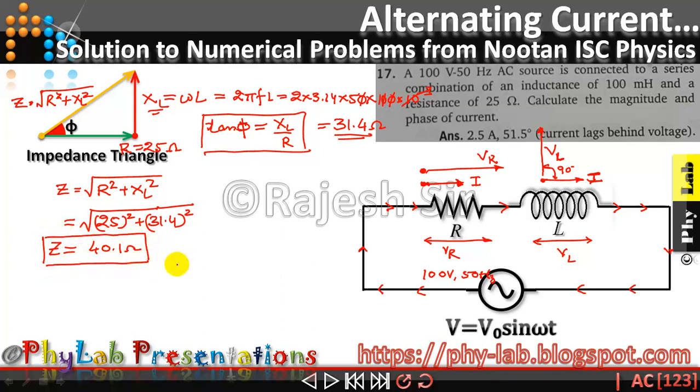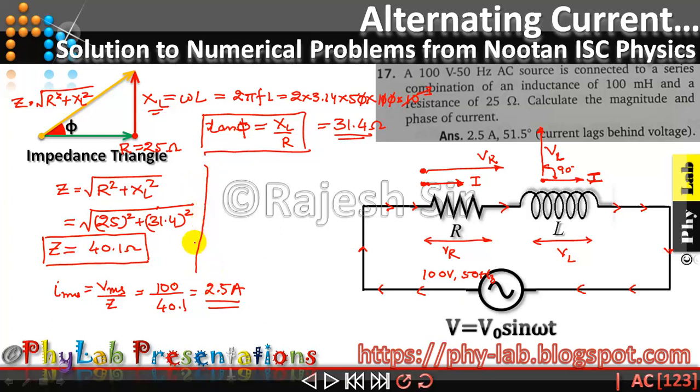Now once I know Z, I can easily calculate IRMS, and IRMS happens to be VRMS upon Z. VRMS has been given as 100 volt, and this is 40.1, and if you solve it out, this comes out to be 2.5 ampere. So friends, that was the calculation for the current.